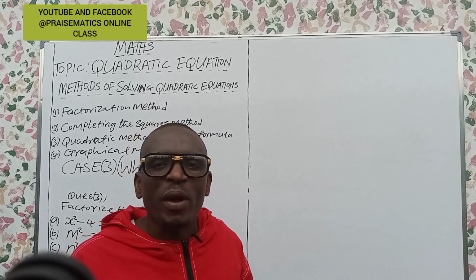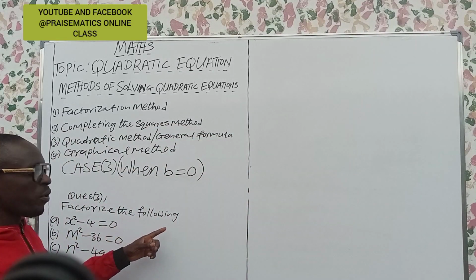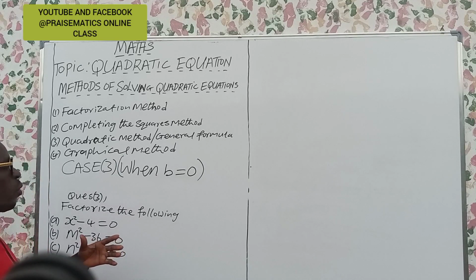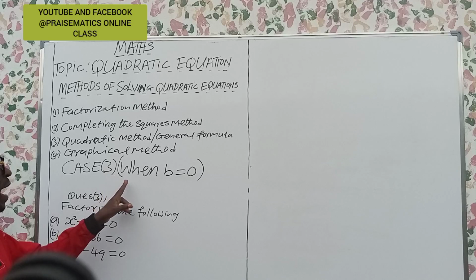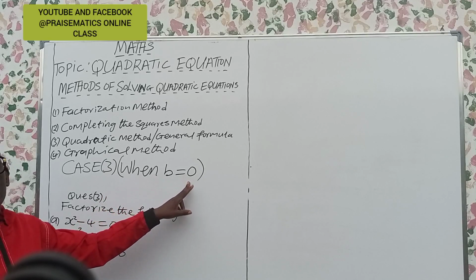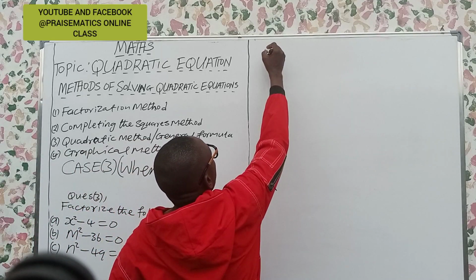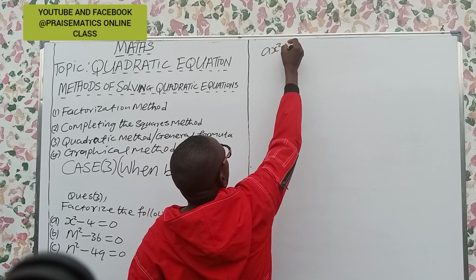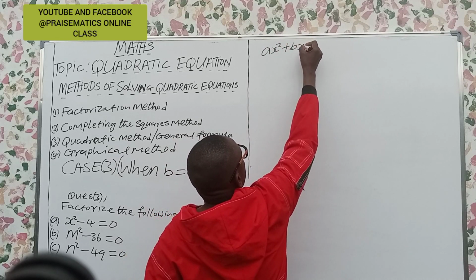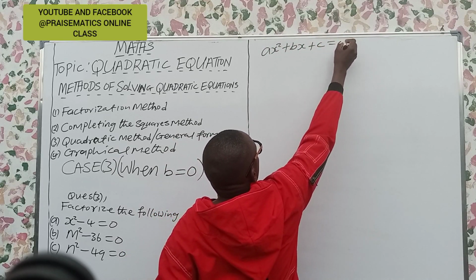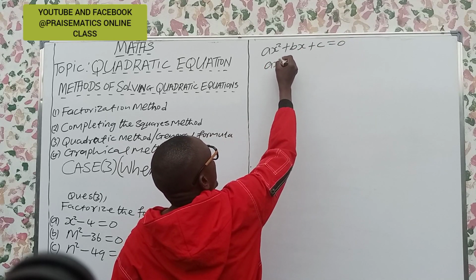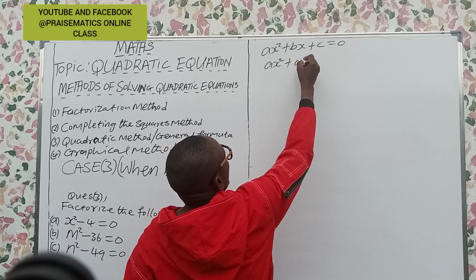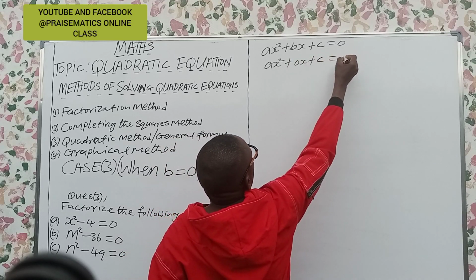In this class, we are asked to factorize the following. So we have a look at this. This is case 3, where b is equal to 0. In other words, if you have ax squared plus bx plus c equal to 0, where b is equal to 0, that means you are going to have ax squared plus 0x plus c equal to 0.